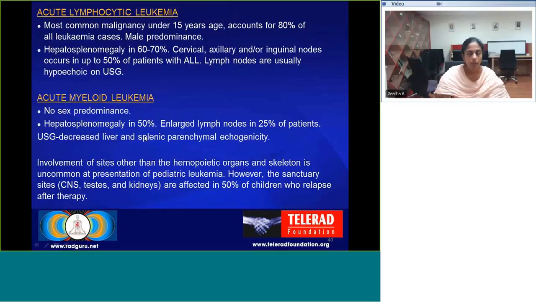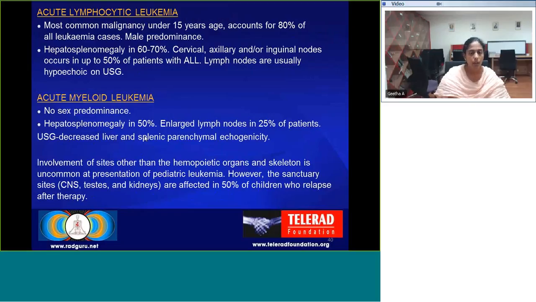Acute lymphocytic leukemia is the most common malignancy under 15 years of age and accounts for 80% of all leukemia cases. There is a male predominance. Hepatosplenomegaly is seen in 60 to 70%, and lymph nodes in the cervical, axillary, or inguinal region are seen in up to 50%. Lymph nodes are usually hypoechoic on ultrasound.